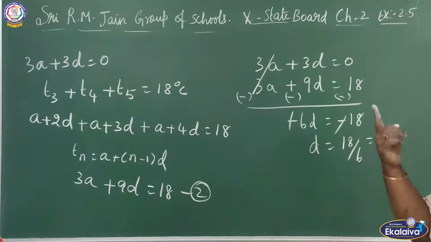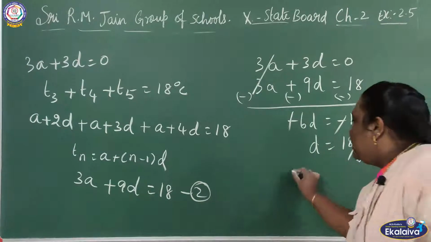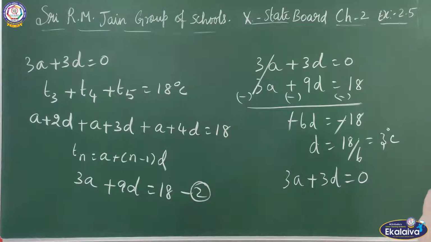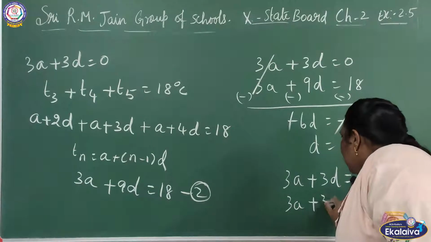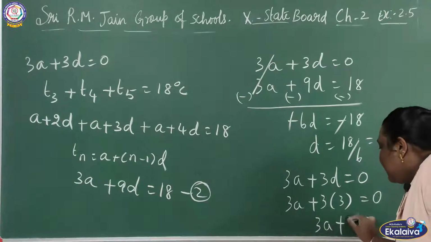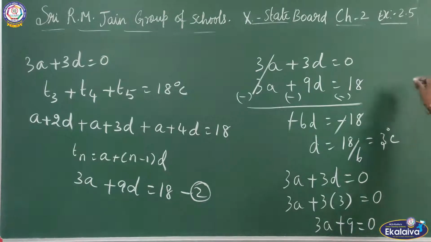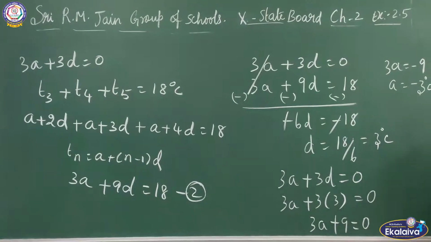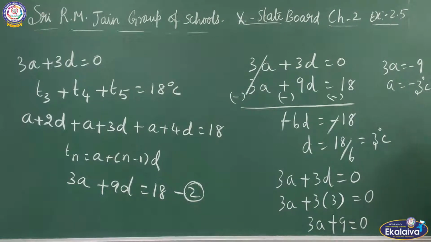What is the value of A? You can substitute in any one of the equations. I will take 3A plus 3D equal to 0. 3A plus 3 into 3 equal to 0. 3A plus 9 equal to 0. 3A equal to minus 9. A equal to minus 3 degrees C. So D equal to 3 degrees C and A equal to minus 3 degrees C.